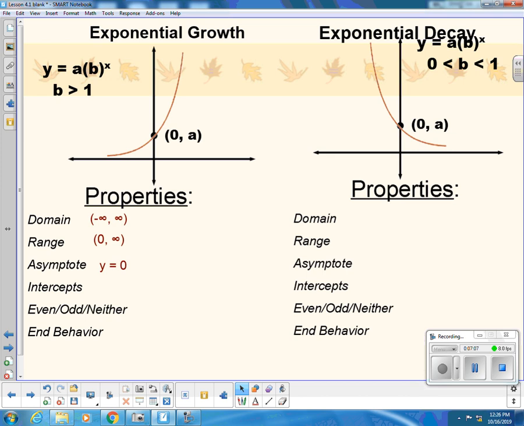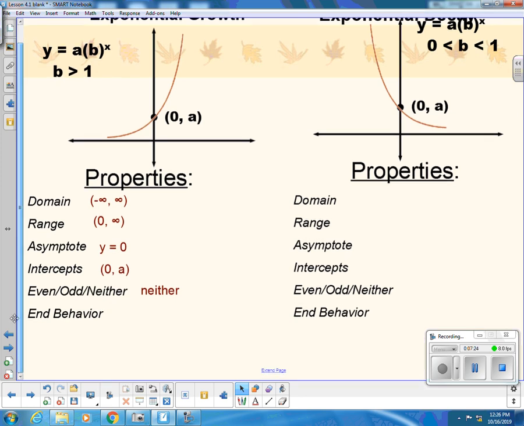Intercepts. There are no x-intercepts. This is never going to touch the x-axis in this example. But the y-intercept is 0, a. Is it even? Does it fold across the y-axis? Is it odd? Does it rotate around the origin? It's neither. In behavior, some of you are still struggling on the writing of it.